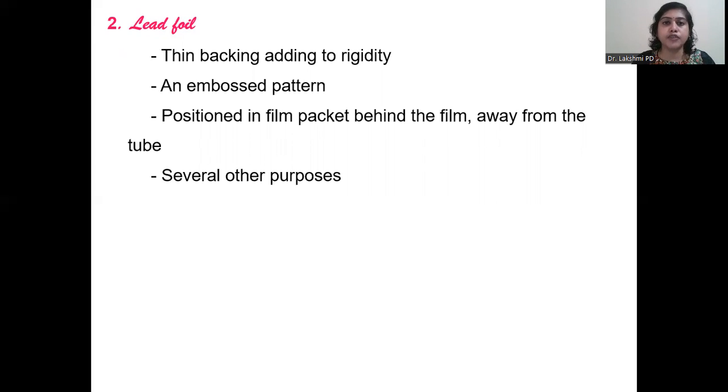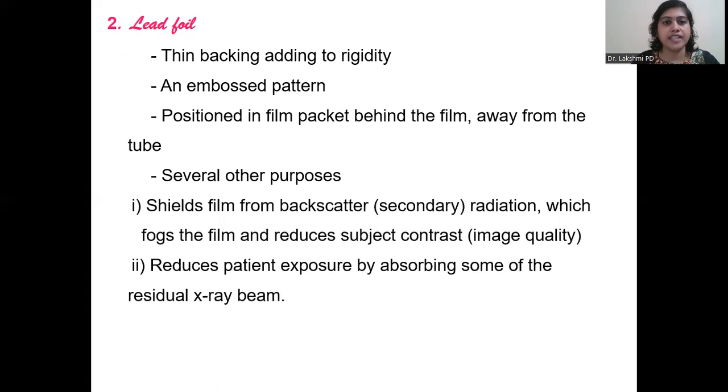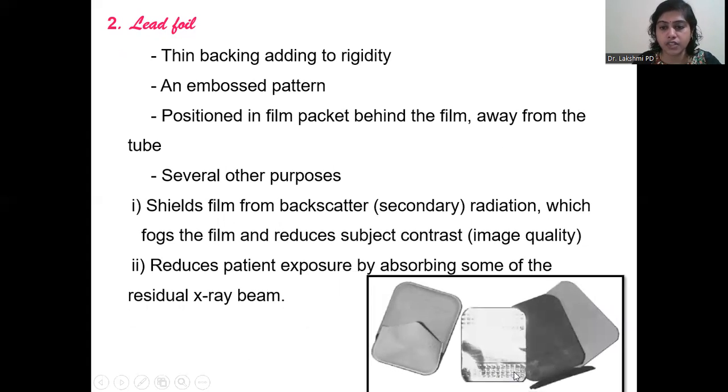And not only that, if you notice, this lead foil has an embossed pattern over it. That is basically a print pattern, like you can see in this image over this lead foil. Now, this embossed pattern has a very good use in orientation also, which I'll tell you in the next slide. So this lead foil, other than providing rigidity, also serves other purposes like shielding the film from any sort of backscatter or secondary radiation that exits from the patient.